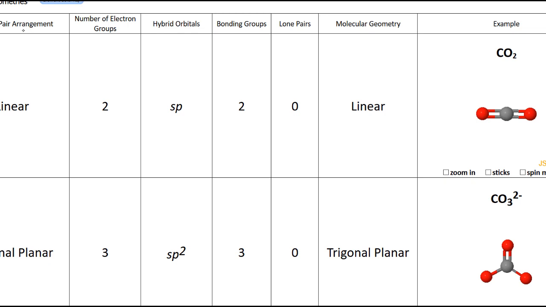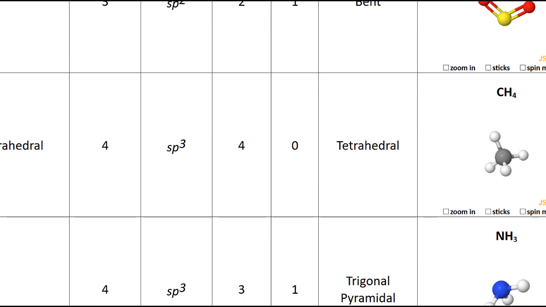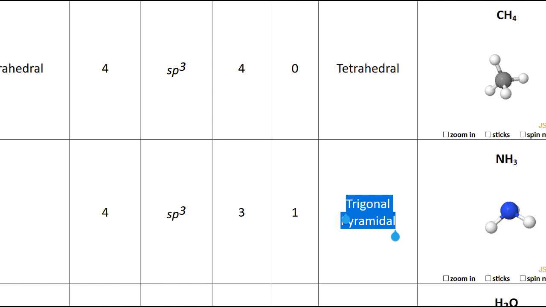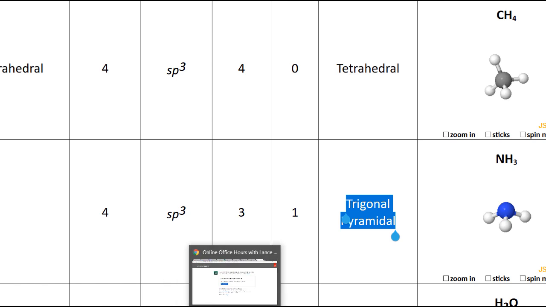So if you look at the electron pair arrangement here in this first group, you would count the bonding groups and the lone pairs. And so in this case here, we have 3 bonding groups and 1 lone pair, makes it the trigonal pyramidal structure. And NH3 happens to be shown here as one of those examples. Any questions on the NH3?